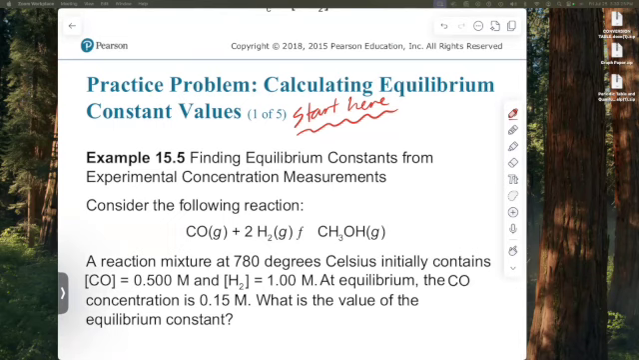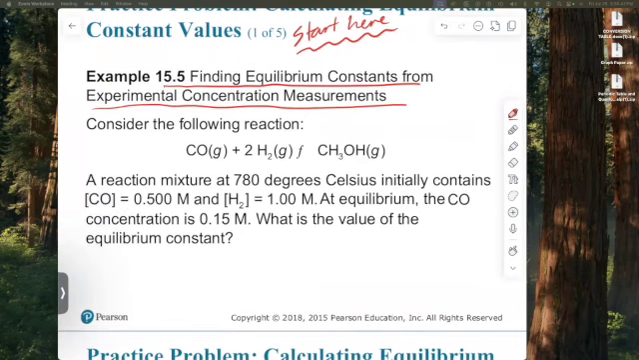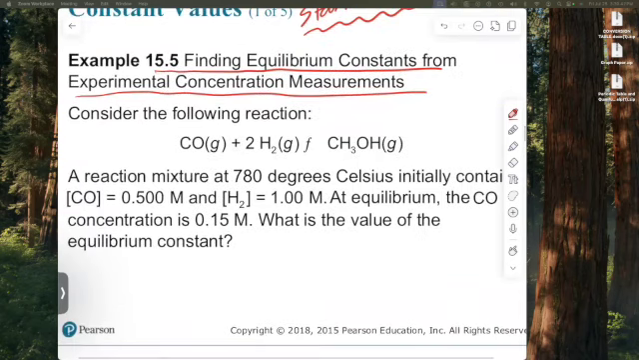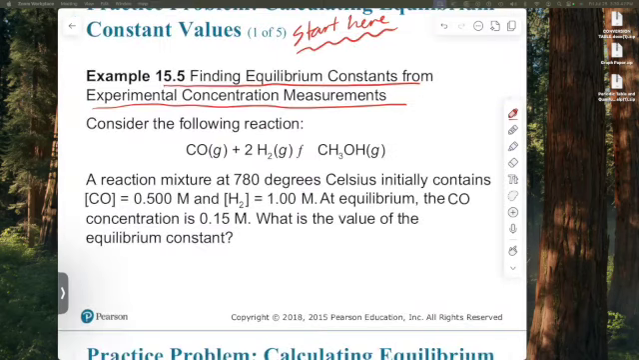Depending on how the question is stated, of course, you will write what is given and then what is requested, right? So for 15.5, we are finding the equilibrium constant from experimental concentration measurements. Once again, please excuse all the format issues. Right here, the equilibrium sign is not showing. In the place we have that F symbol, it's supposed to be an equilibrium sign.